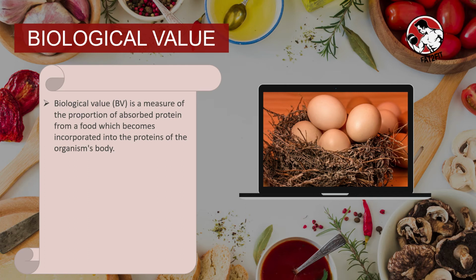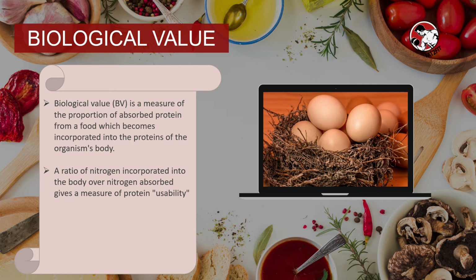Proteins are the major source of nitrogen in food. Biological value assumes the protein is the only source of nitrogen and measures the proportion of this nitrogen absorbed by the body, which is then excreted. The remainder must have been incorporated into the protein of the organism's body. A ratio of nitrogen incorporated into the body over the nitrogen absorbed gives a measure of the protein usability, or the biological value. The higher the content of the essential amino acids, the more efficient the use of the corresponding food proteins for the synthesis of the body's own protein, and the higher the biological value.